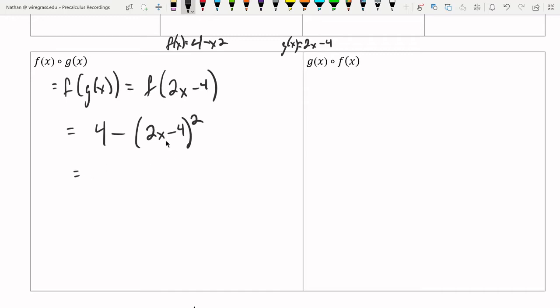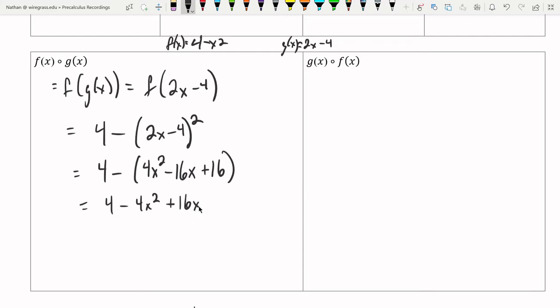Okay, I can simplify this by expanding this thing out. And distributing the negative. And now I can combine like terms. Okay, this is just a quadratic function. Its domain is everything. No issues with that one.